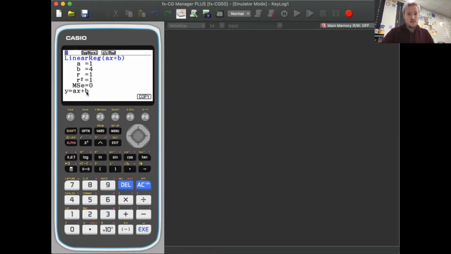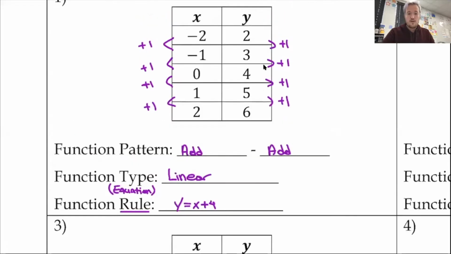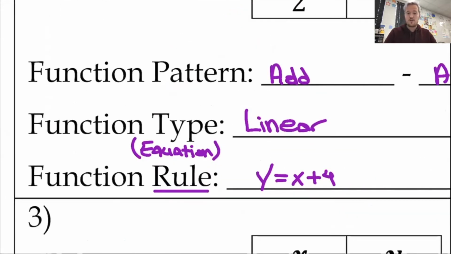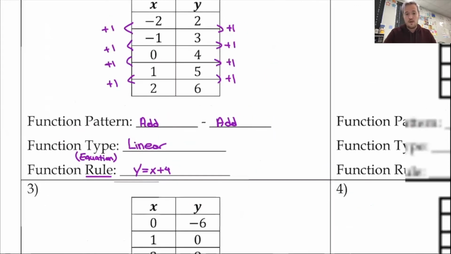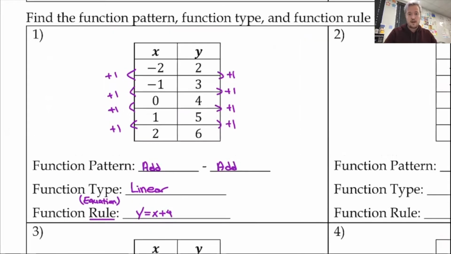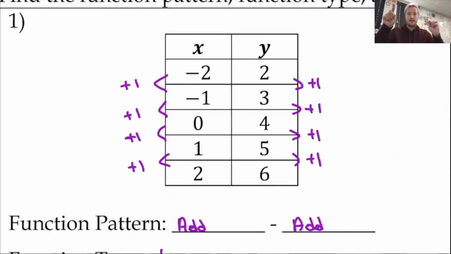All right, so if I go back to the iPad, not sure why it does this. Okay, so if you go back over here, we have an add pattern, which follows a linear pattern. And then once I do the regression in the calculator, it gives you the function rule of y equals x plus 4. All right, so just FYI, the work to show on these problems is really going to happen in the table. So I need to see the add, multiply, add second difference, add third difference. That's what I need to see in the problems.